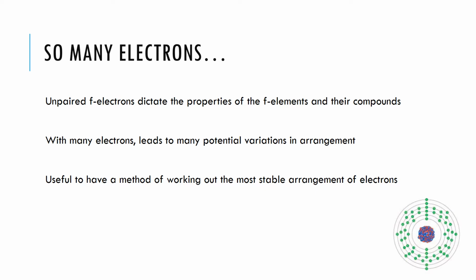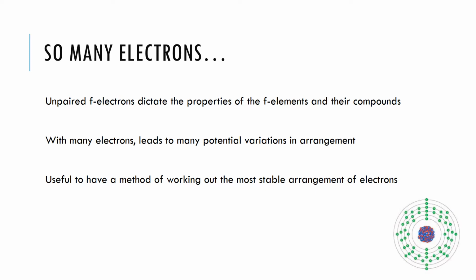So there are lots of electrons around the nucleus of these atoms. The bottom right image I'll show you there is praseodymium. That's a very simple representation of an electron configuration, but you can see that there are lots of electrons that orbit the nucleus. And we've spoken in some detail about how the F electrons dictate the properties of the F block elements and their compounds, and a partial filling of the F orbitals in both the lanthanoids and the actinoids has consequences for their chemistry.